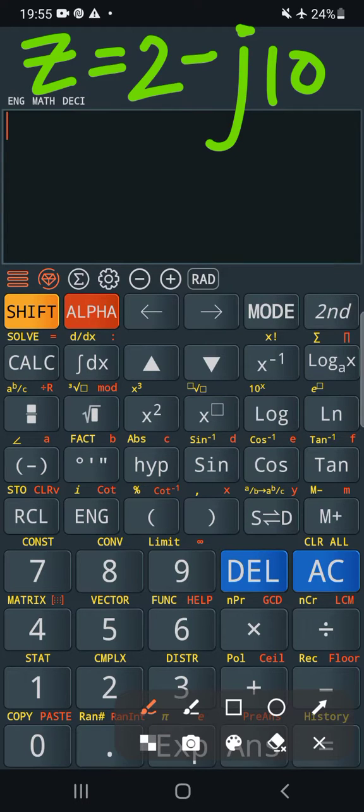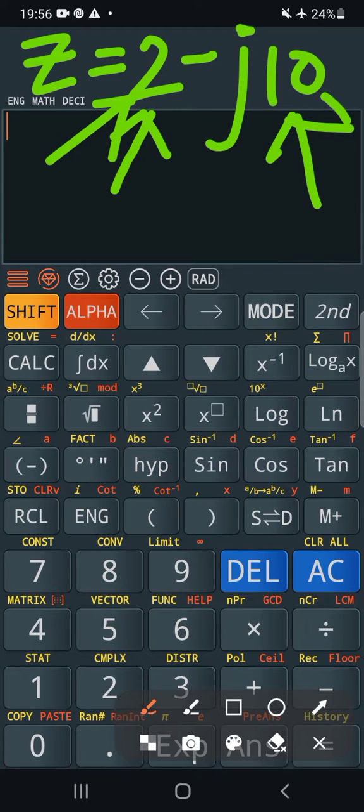This 2 represents the real value, and this minus j10 represents the imaginary value. Whenever we are converting from rectangle form to polar form, we need to consider two values, that is 2 and the magnitude of the imaginary part, that is minus 10. So 2 comma minus 10, we need to consider these two values if we want to convert from this rectangle form into polar form. Just remember these two values: 2 and minus 10.